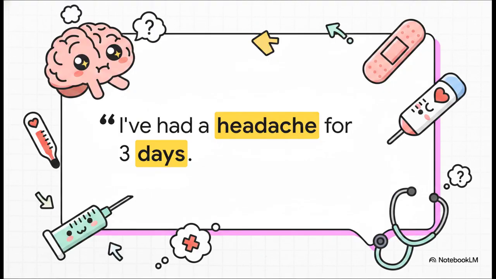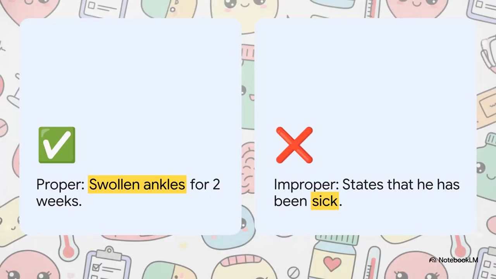A perfectly recorded chief complaint is beautifully simple. It reads exactly like this. "I've had a headache for 3 days." It's direct, it's exactly what the patient said, and it tells the next medical professional in line exactly where to start their investigation. To understand why this matters so much, just think about the difference here.